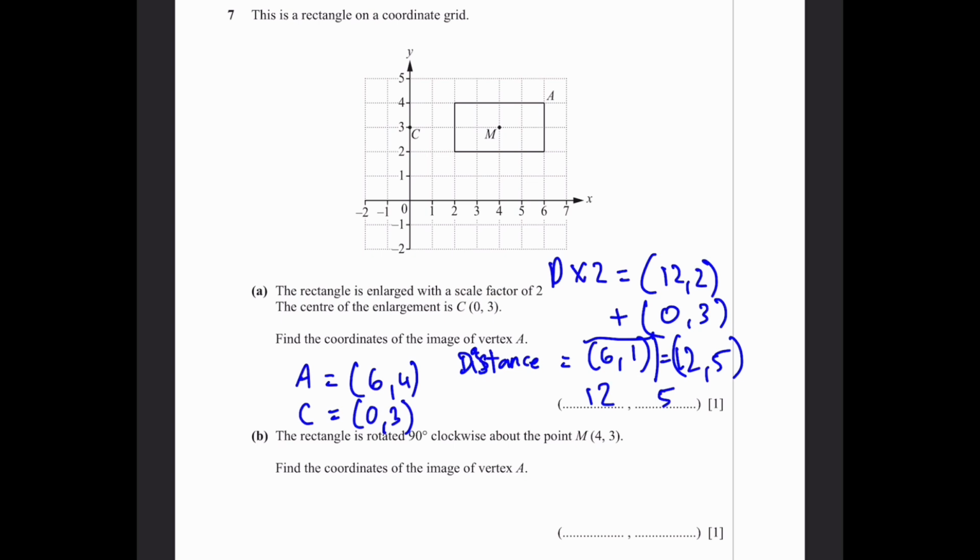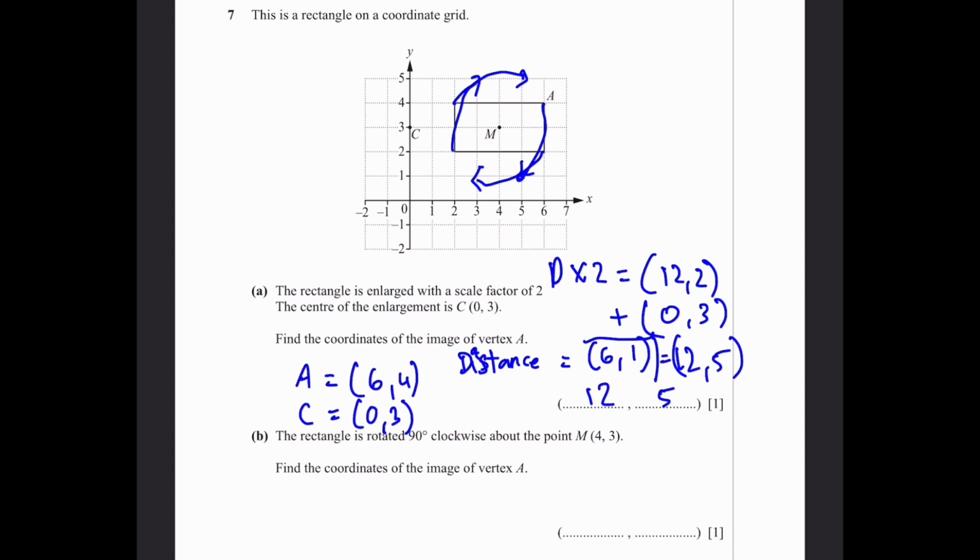B, the rectangle is rotated 90 degrees clockwise about the point M, 4, 3. Find the coordinates of the image of vertex A. So it's rotated clockwise, it will be rotated this way. And that means this will come over here. This will come over here. This will come over here. And A will come here. At this point, 5, 1.